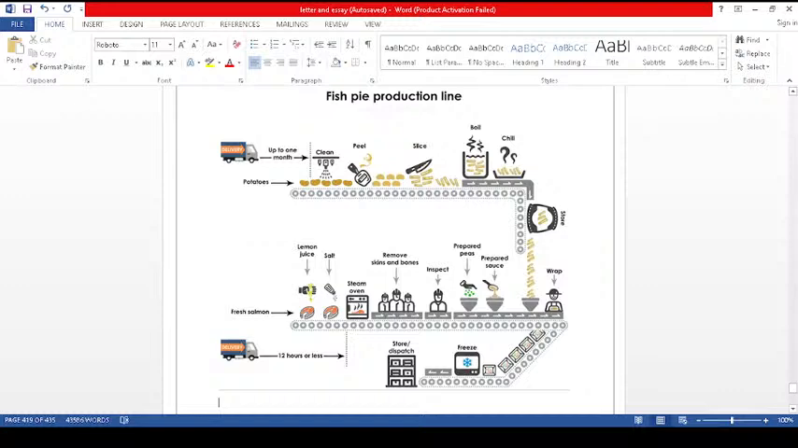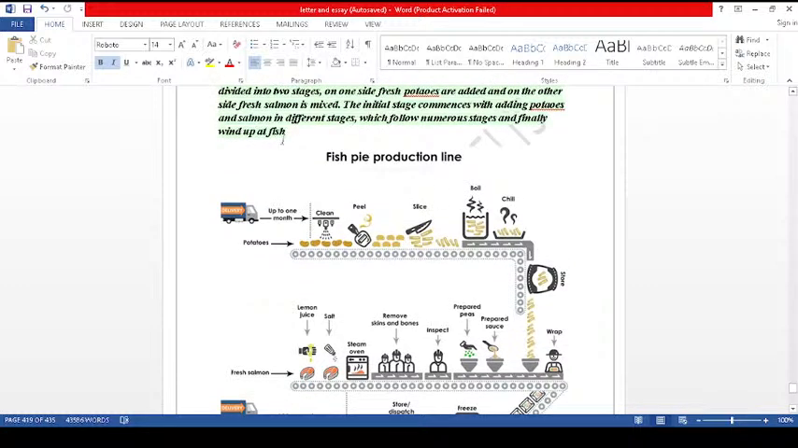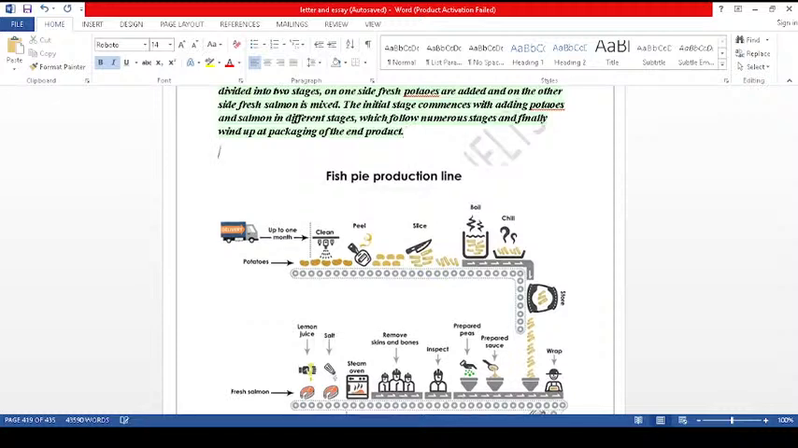Just hold on. Okay, finally wind up at packaging of the end product. Okay guys, clear? So here we can simply start the process. The process begins by delivering fresh potatoes on one side.